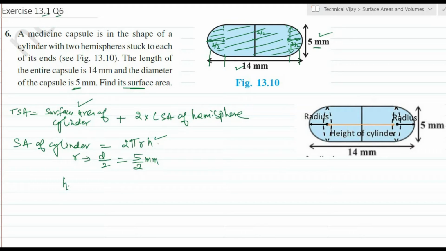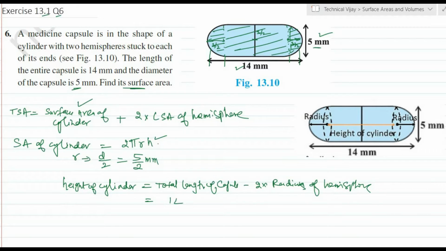So H, the height of the cylinder, is equal to the total length of the capsule minus 2 into the radius of the hemisphere. Here the total length is 14 minus 2 into 5 by 2. The diameter is 5, so the radius is 5 by 2. The 2s cancel, so 14 minus 5 is equal to 9. So this is 9 mm.